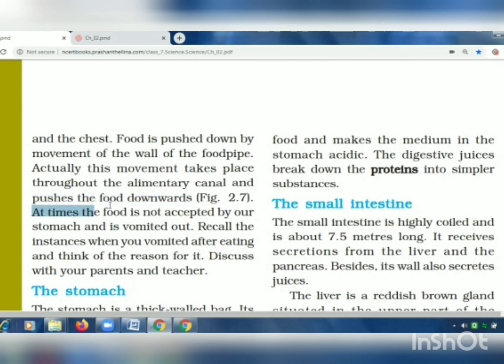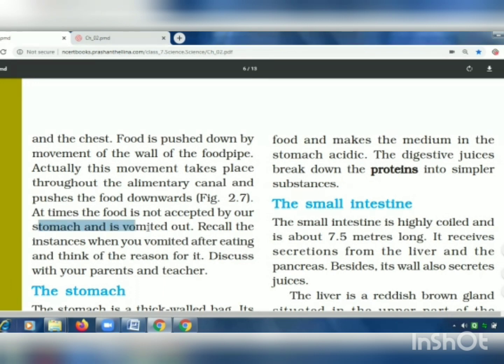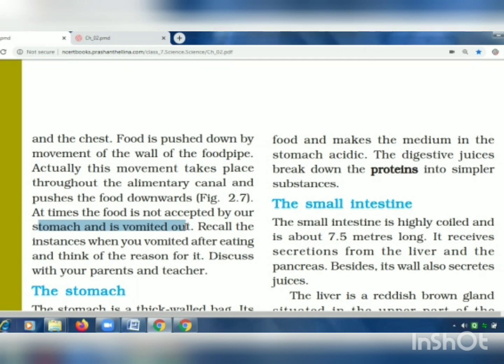At times, the food is not accepted by our stomach and is vomited out. If the food is not proper, if it is decaying food or rotten food, such type of food is not accepted by our body, and such food we vomit out.